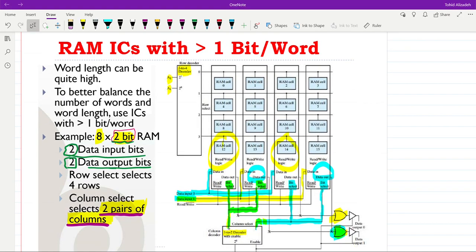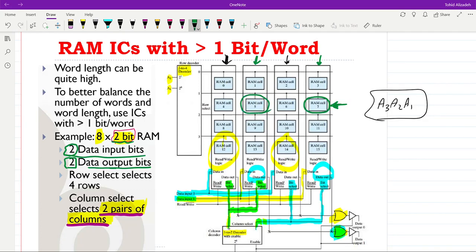So basically, with any address that we provide for A3, A2, A1, we will select 2 columns, either these 2 or these 2 at the same time, and we will select one of the rows. So let's say this could be one example. These 2 could be selected with a given address. These 2 could be selected with another given address for A3, A2, and A1.